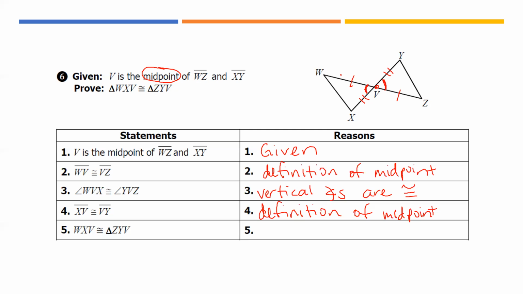So now why are those two triangles congruent? Well, those two triangles are congruent because they have two sets of corresponding congruent sides and the included angle is congruent. So this is side angle side.